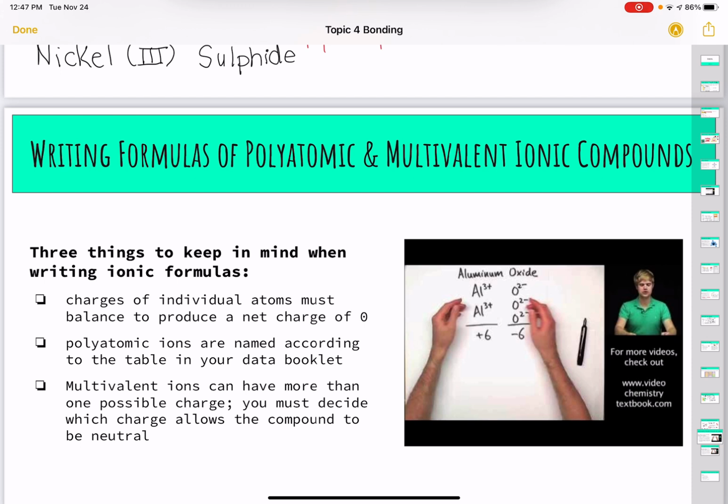Multivalent ions can have more than one possible charge, and you must decide which charge allows the compound to be neutral. So you've got to figure out which charge it is that makes it a 0 overall charge in the compound.